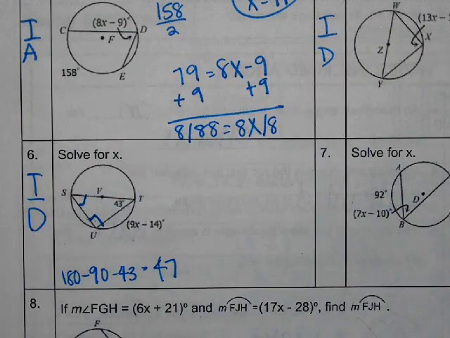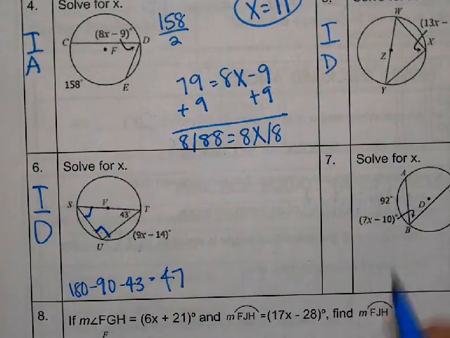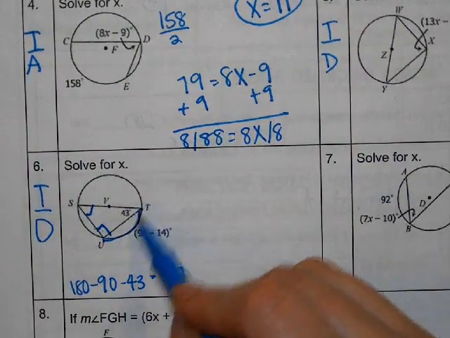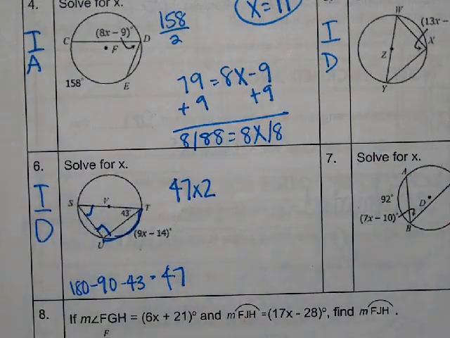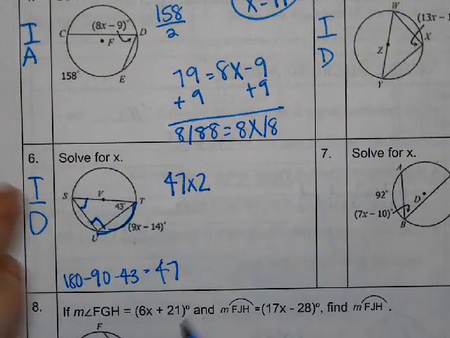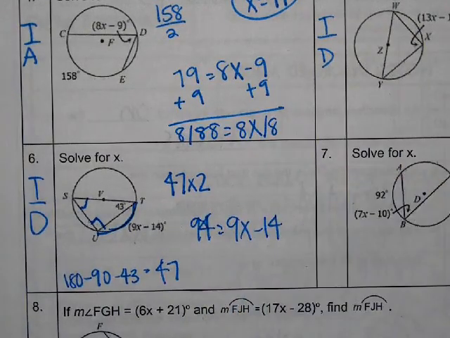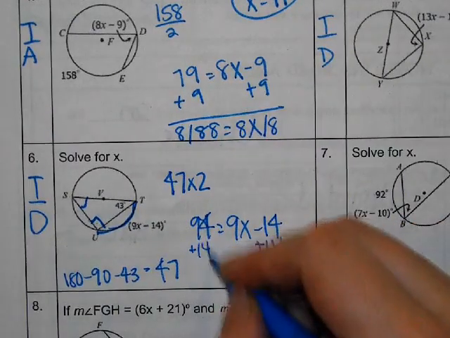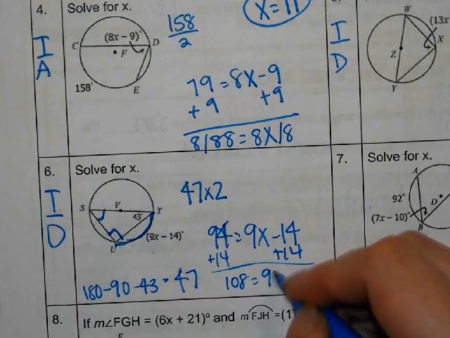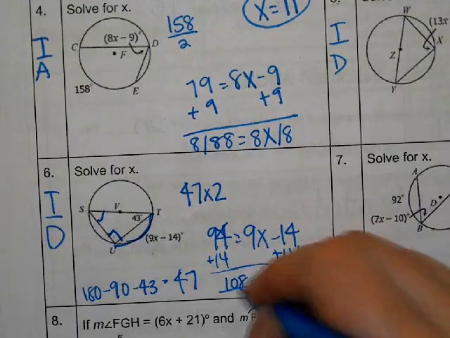Now I'm going to finish solving similar to how I solved number 4. And the reason for that is because this arc is double what my angle is. So I'm going to say 47 times 2. 47 times 2 gives me 94. And that is what that arc would have to be equal to, so now I can set it up and solve. If I add 14 to both sides, that leaves me with 108. 108 divided by 9 leaves me with an x value of 12.